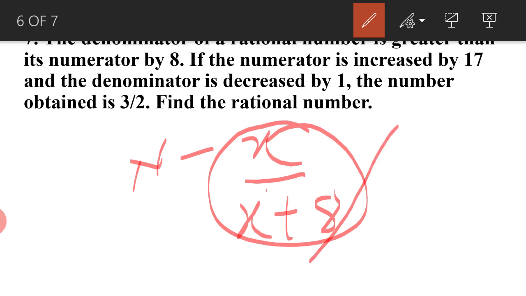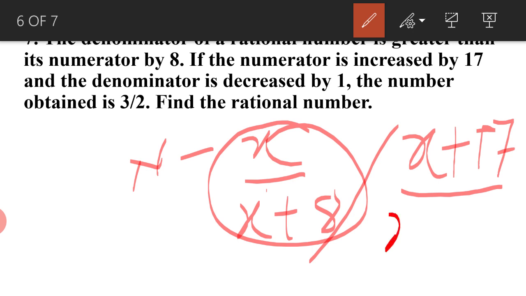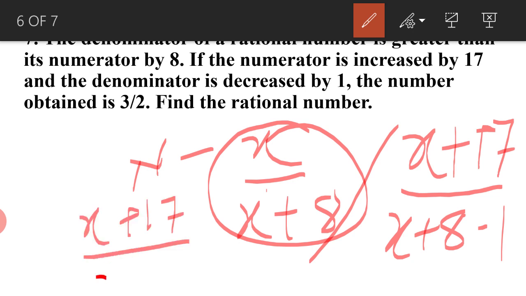The numerator is increased by 17. Increase means what? X plus 17. That is 17 added to the numerator. And from the denominator they have decreased 1. So x plus 8 minus 1, which will become x plus 7. So the new number which we are getting is x plus 17 upon x plus 7. This number is nothing but 3 by 2. So that is our equation.